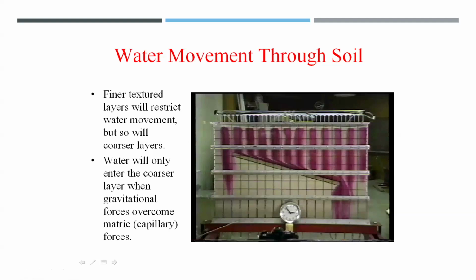But until then, it's not going to enter a larger pore if it's in a small pore. That small pore is holding on to that water through the adhesive property, that matrix potential. It's not going to let it go until you'd have so much that gravitation would overcome it. Basically, we'd have to be so saturated it would overcome. But for right now, as long as you're adding a little bit in here, it's going to stay above that. It's never going to enter into the coarse material.